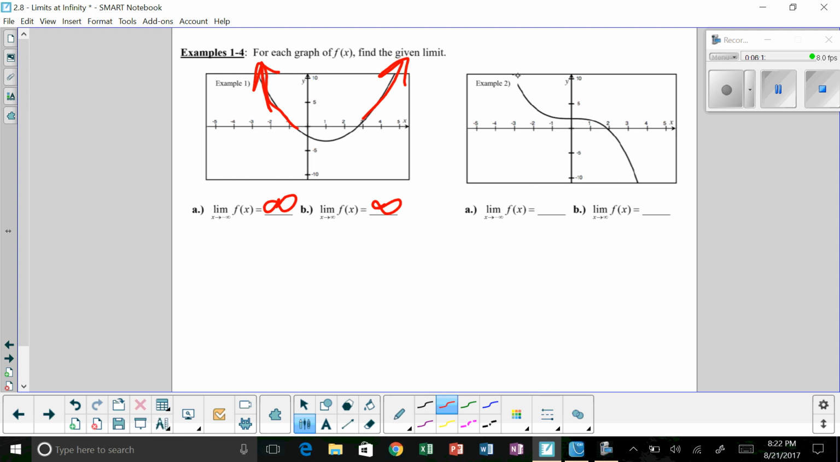The left-hand end behavior seems to be increasing without bound as x decreases without bound. So since we're going up and to the left, the limit as x goes to negative infinity would again be positive infinity. But over on the right-hand side, as x increases without bound, it looks like the y values are decreasing without bound. So we would say that this limit is negative infinity. This corresponds to our idea of end behavior from pre-calculus.